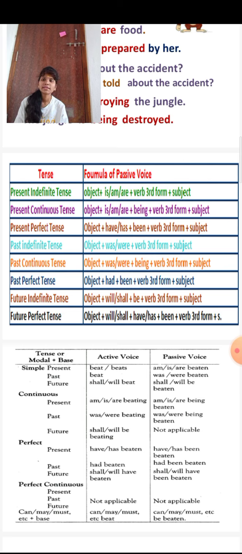And next, simple future tense. He will write a letter. A letter will be written by him. He will repair her cycle. Her cycle will be repaired by him. He shall start the meeting. The meeting will be started by him.